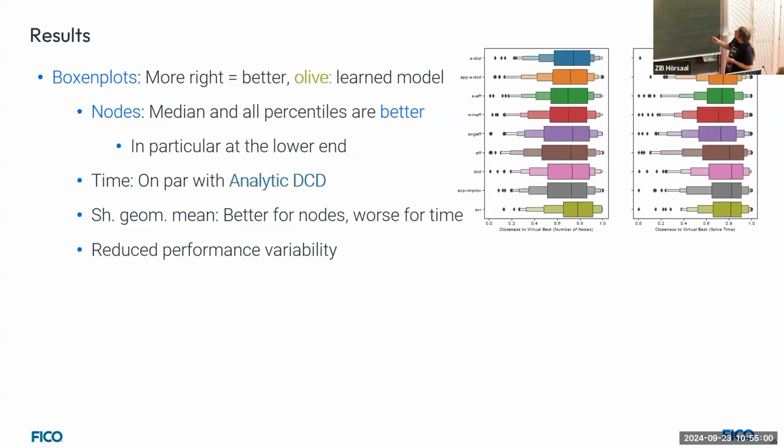Boxen plots are an extension of box plots. So you have the median line here in the middle and different percentiles. The visual deduction from this picture is that for the number of nodes here, both the median and the individual percentiles are superior to each of the individual models. The lowest one is our learned model. For the solver time, the picture is not as clear. Actually, it turned out that overall the geometric mean was worse for the time, so it is not something that ended up being employed by default here.